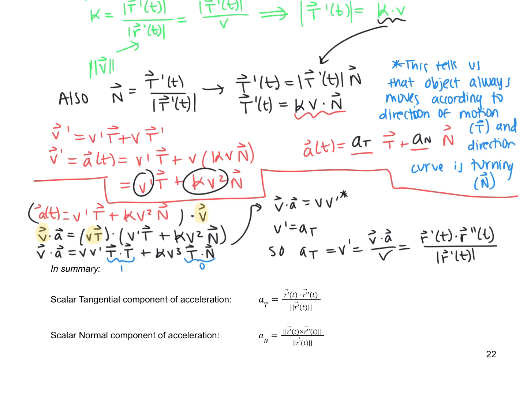All right, so v is just the first derivative of position. A is just the second derivative of position, and then I'm dividing by speed. So that is how we're going to calculate a of t.